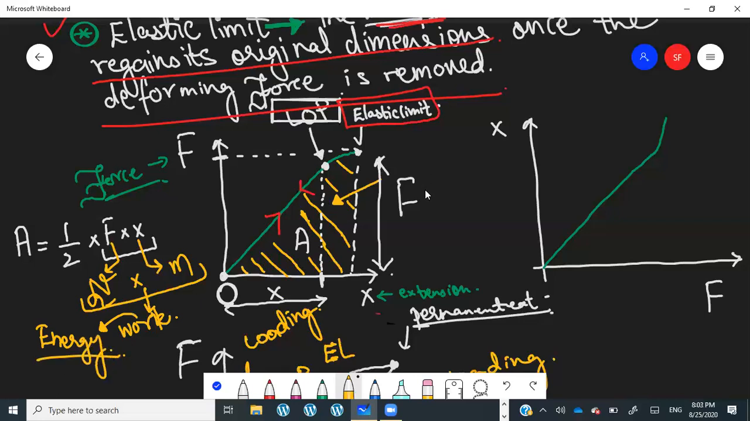Half fx represents the energy. Force and energy. The area under the graph represents energy.